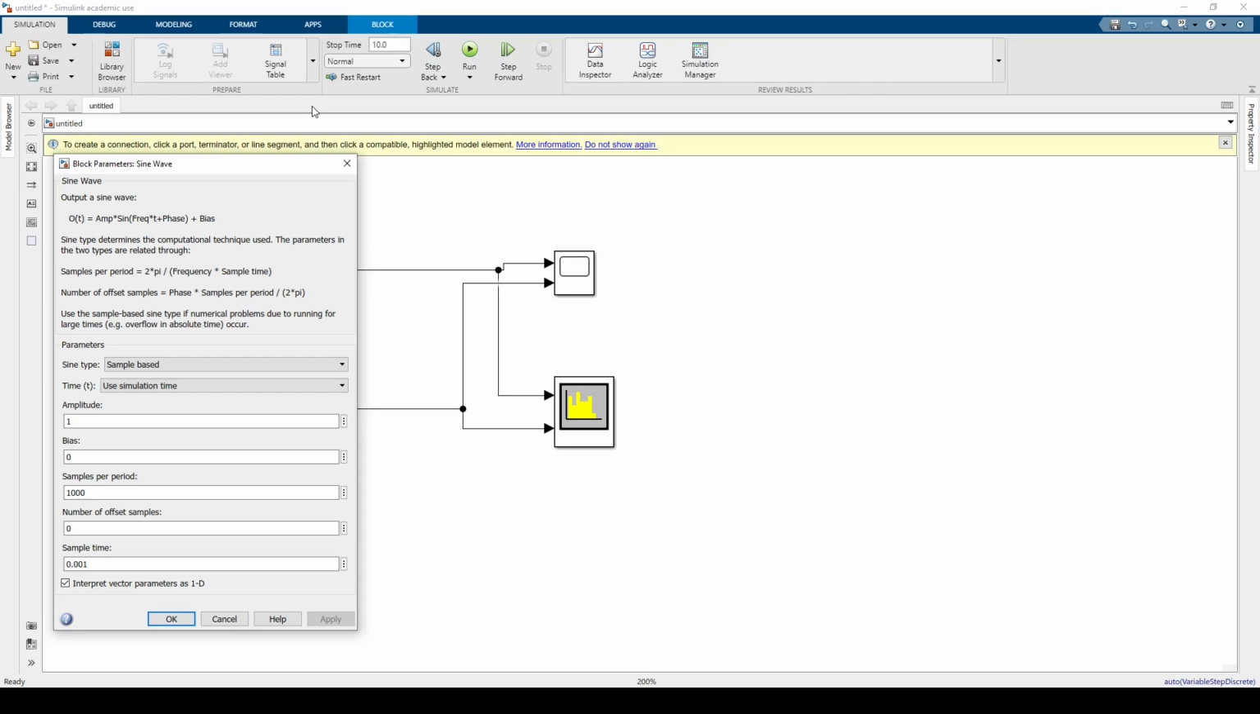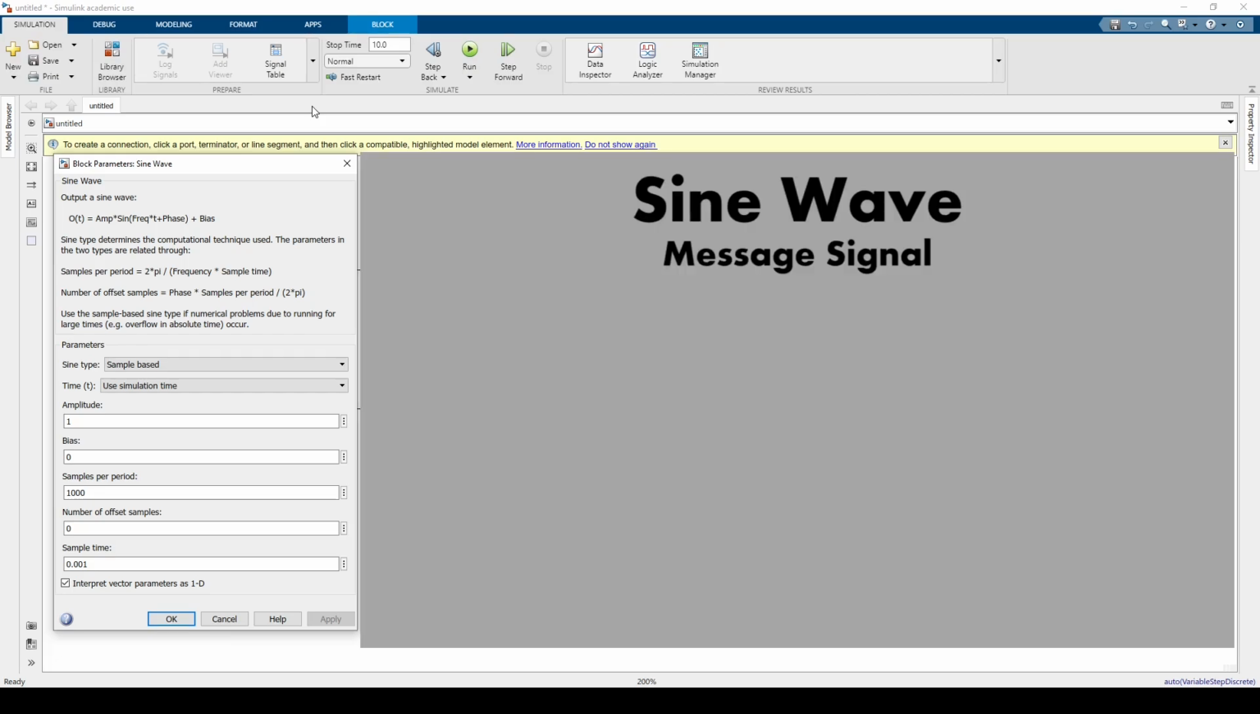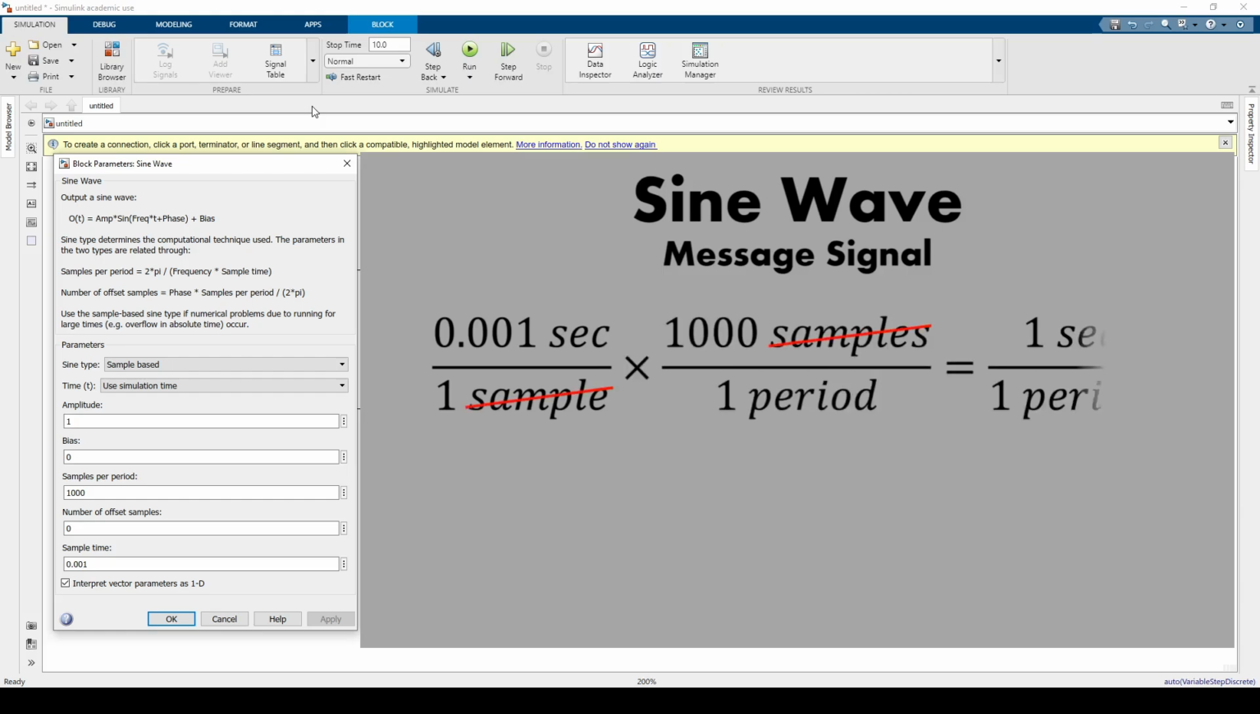For the sine wave, the sampling time is 0.001 seconds or 1 millisecond. So there's 1 millisecond per one sample, and there are 1000 samples in one period. So that means each period is 1 second, and the frequency of the message signal is 1 over the period, which is 1 Hertz.